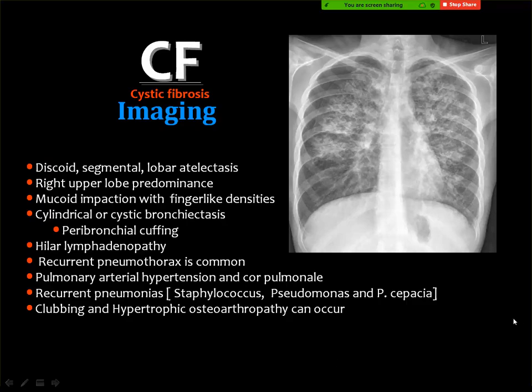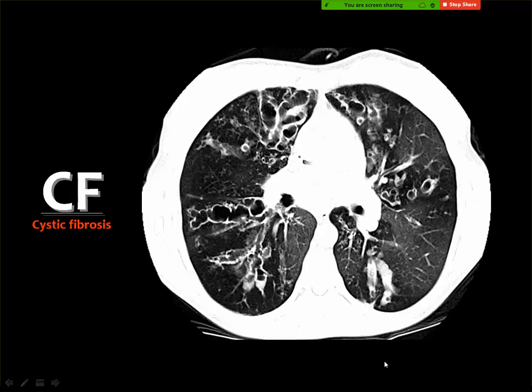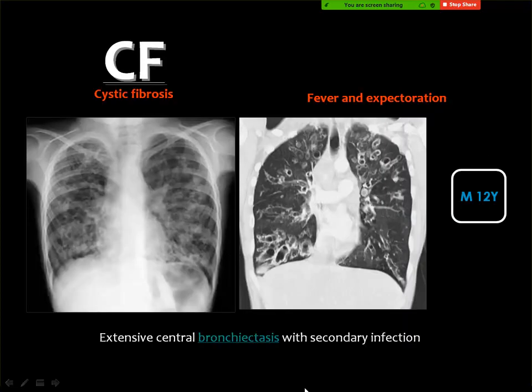Then in the chest you get bronchiectasis from inflammation of the bronchial wall, and you get the gloved fingers due to mucus plugging in the bronchi, and very frequently you get pneumothorax. And pneumothorax is one of the criteria of this particular disease. Then if you have the CT scan, you see bronchiectatic changes and you see the bronchi which are blocked by mucus, and this image is almost characteristic of cystic fibrosis.